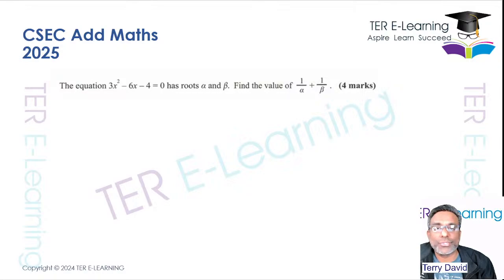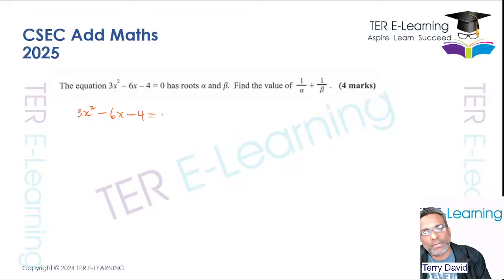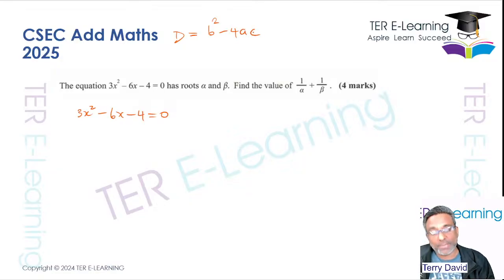All right, let's go back to this root question now. They gave us a quadratic equation given by 3x squared minus 6x minus 4 is equal to 0. Now there's several things they can ask us. They can ask us to find the discriminant, which is given by this formula here, b squared minus 4ac. That's our discriminant. But in this case, they're telling us that the roots are alpha and beta, and they want us to figure out what this is, 1 over alpha plus 1 over beta.